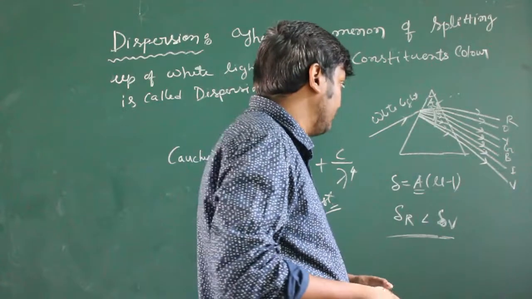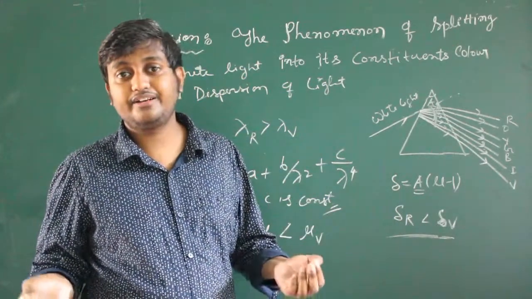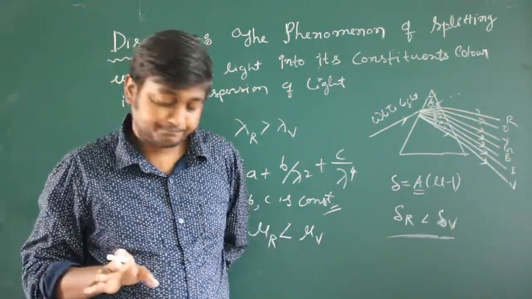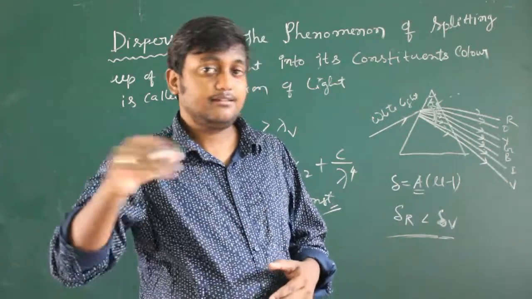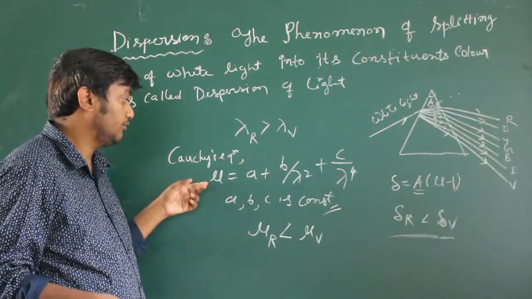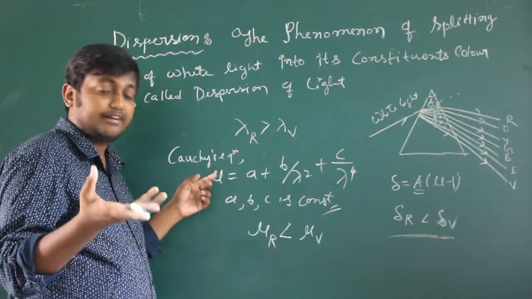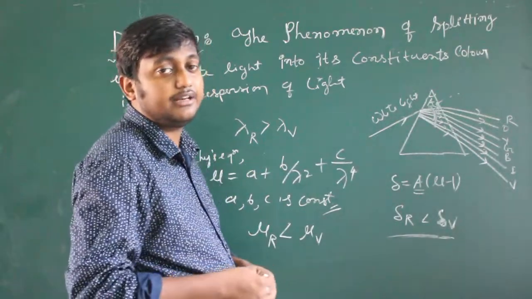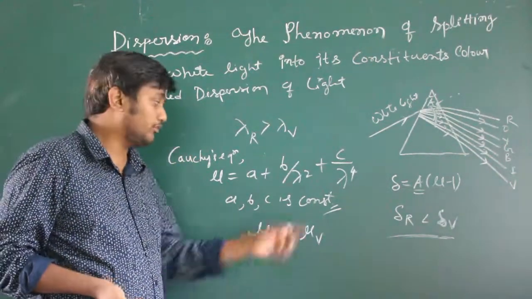Understand? Again I say, because of the different refractive index of different colors, the dispersion phenomenon will happen. First you have to know that different colors have different wavelengths. Then from this equation, mu will be less for longer wavelength, and mu will be greater for shorter wavelength. Now consider red light and violet light. The wavelength of red light is longer than the wavelength of violet light. So the refractive index of red light will be less than the refractive index of violet light from this equation.